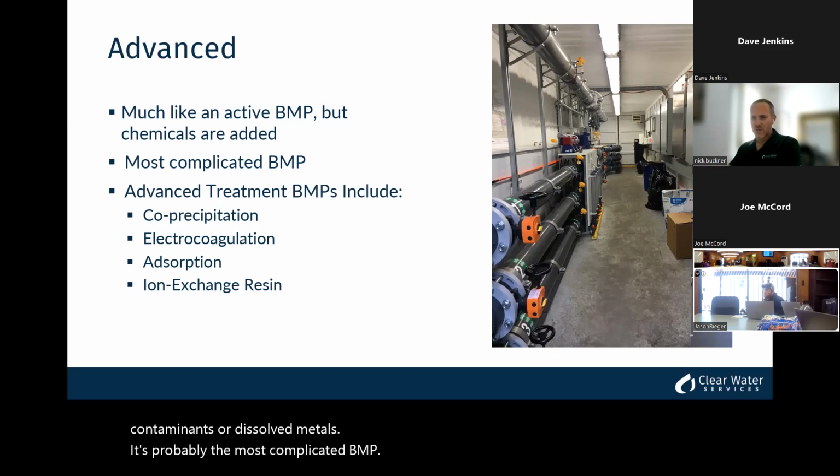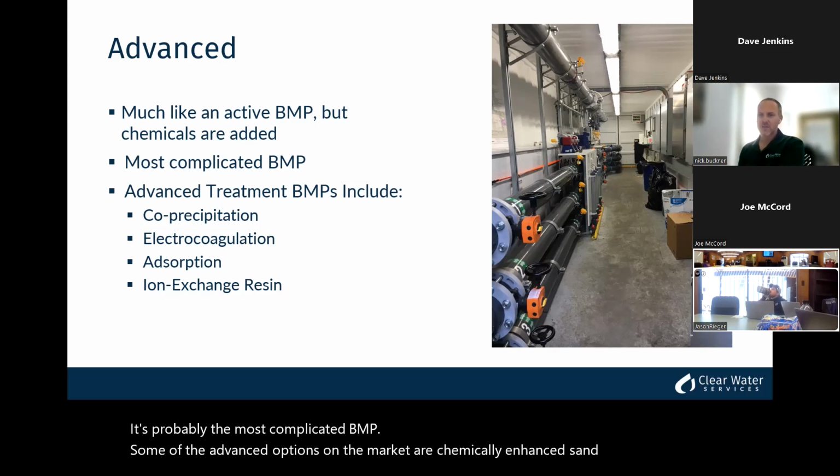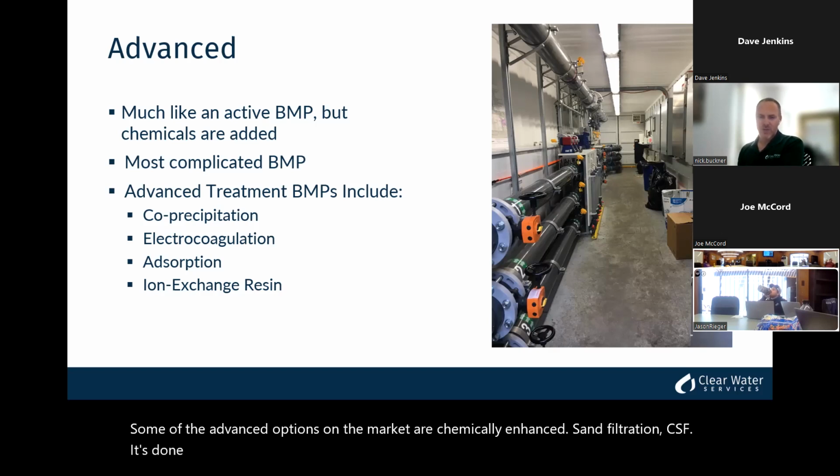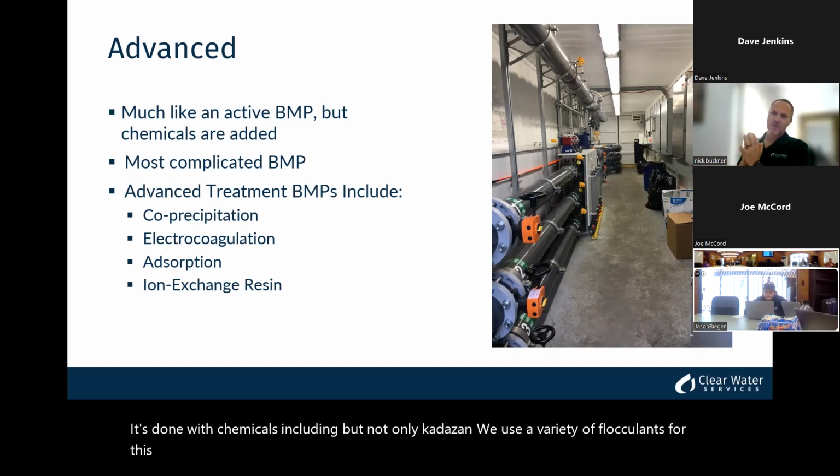Some of the advanced options on the market are chemically enhanced sand filtration, CESF. It's done with chemicals, including but not only chitosan. We use a variety of flocculants for this process. There's also electrocoagulation, which uses electricity to clump up the particles so that they're easier to filter out and drop out. And then there's adsorption and ion exchange resins.